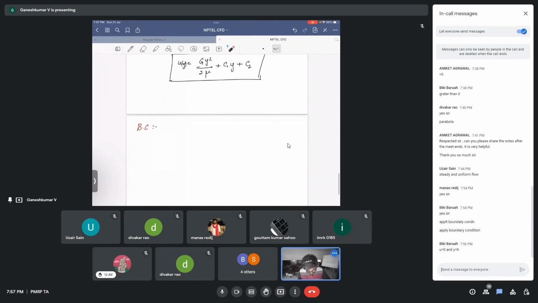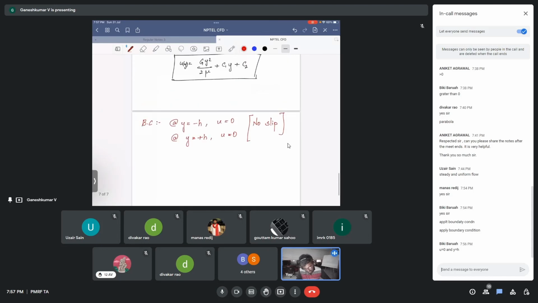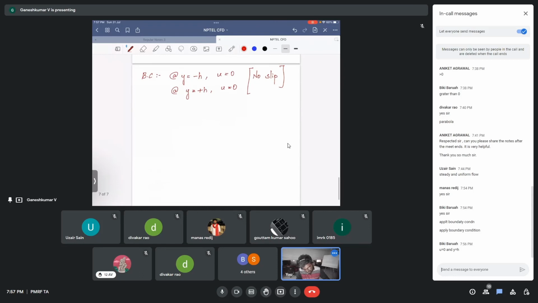So the boundary conditions would be, at y equal to minus h, u would be 0, and at y equal to plus h, again 0, because of no slip. So we say it is a no slip boundary condition. There is not going to be any slip between the plates and the fluid. Now you can apply this boundary condition and get the velocity profile. This is one set of boundary conditions, or you can apply another set.